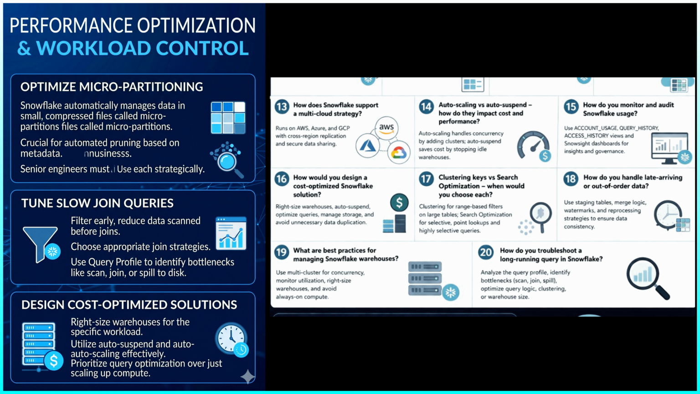And for general tuning, how do you optimize a slow join query? Start with fundamentals like filtering early, reducing the data size before the join, and then look at the clustering and right-sizing the virtual warehouse. Remember, a bigger warehouse isn't always the solution. It's about using the right strategy. So make a point of that.